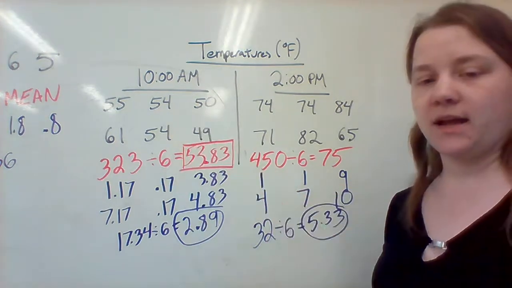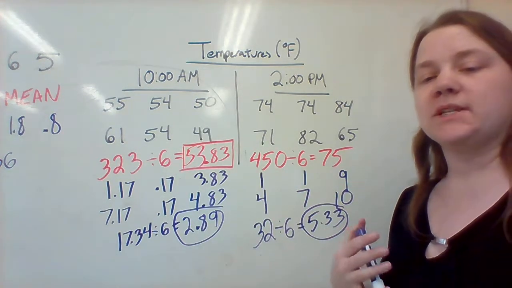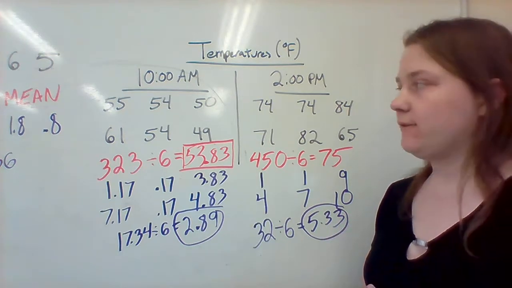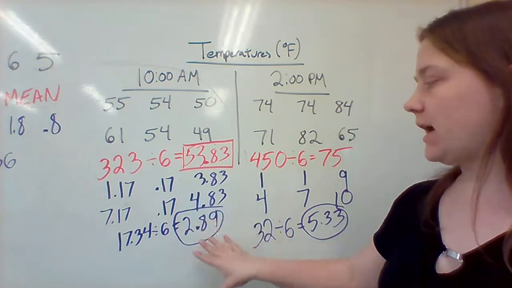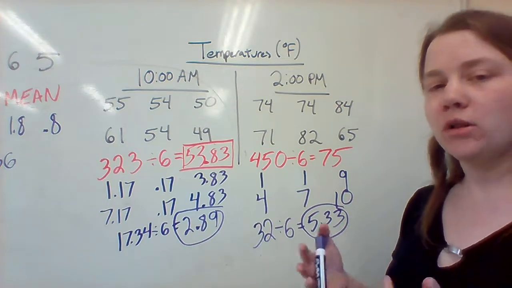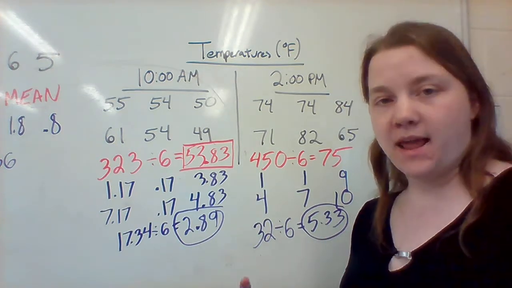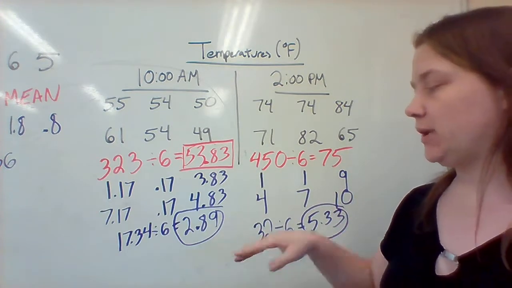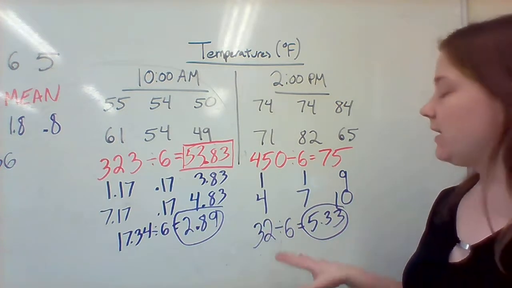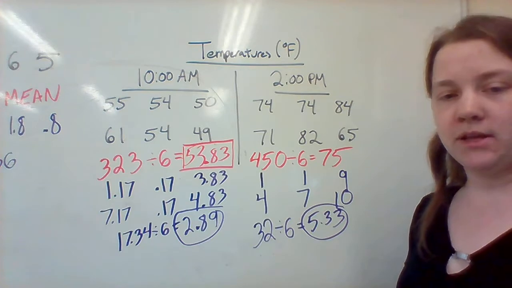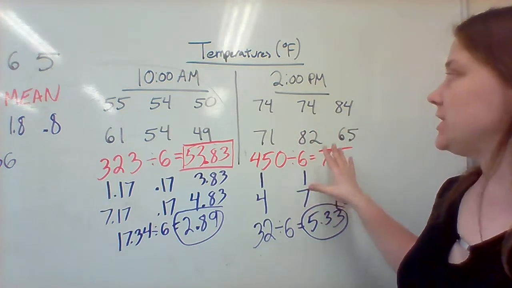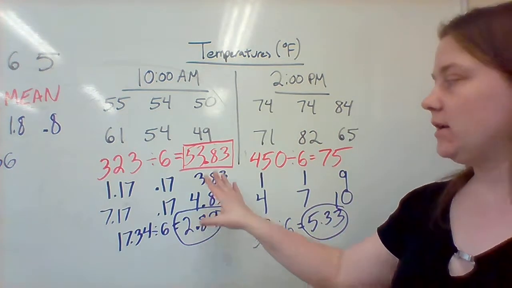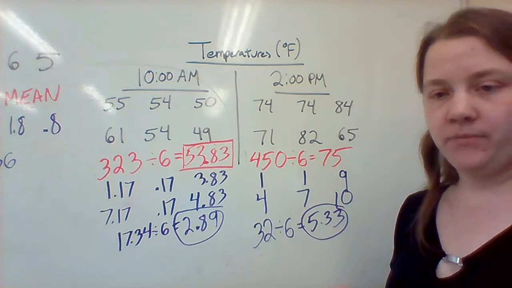And what we see when we compare this mean absolute deviation to this mean absolute deviation is that in the 10 o'clock hour, the numbers don't really stray that much away from the mean. They're all kind of close. Not all of them are super close, but on average, they're closer than these numbers. On average, we only have 2.89, and on this side, we have 5.33. So on average, these numbers tend to be more varied than those numbers do.